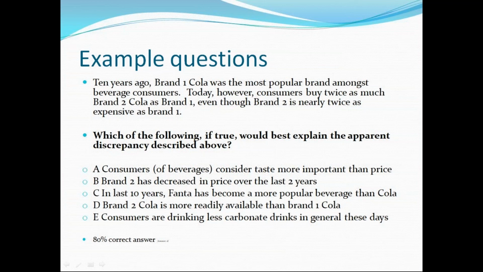Maybe D? Okay, D. Brand 2 Cola is more readily available than Brand 1 Cola. So what that means is you can find it everywhere, right? Imagine, every 10 shops, in 9 of them you can find Brand 2, and only 1 of them you can find Brand 1. That, I think, helps us, doesn't it? Helps us to explain why people would be choosing Brand 2. Yeah. Because you can find it more easily. It's available everywhere.